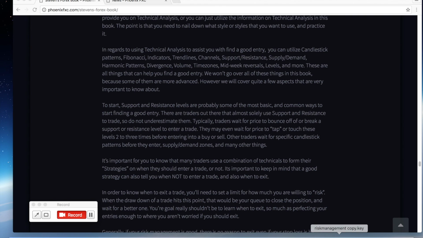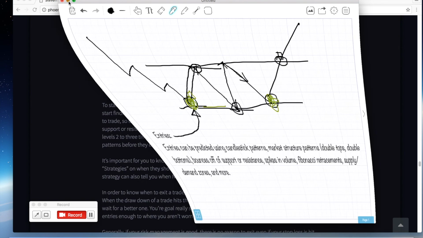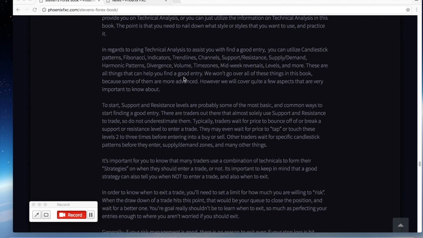Let's see, where did that go? You can use candlestick patterns. You can use market structure. You can use channels. I highly recommend channels. I love them. You can use indicators. RSI is a good one. ADX is okay. TDI is favored by a lot of people who love the market maker method, and TDI is pretty cool.